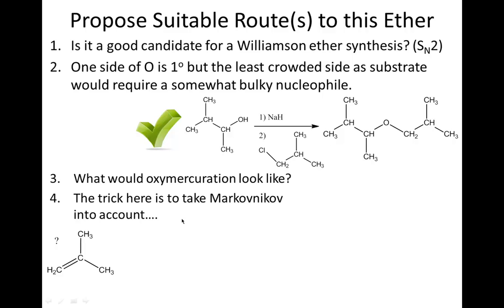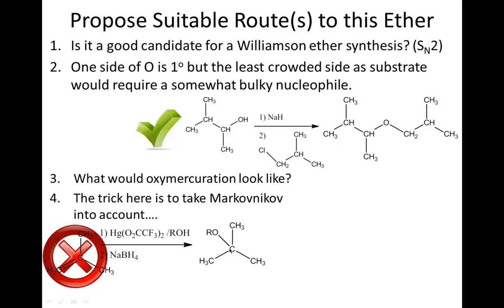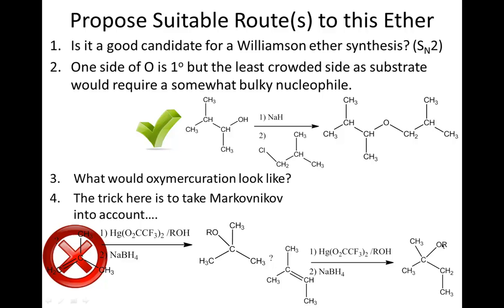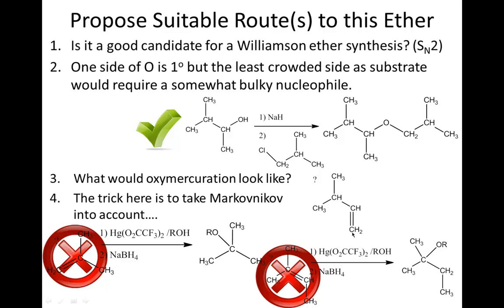So you have to think about Markovnikov. So if we had the double bond here, and we put in our alcohol, you see it would attach to the more substituted carbon. But that's not what we want. So if we put the double bond here, so we see the different degrees, which carbon is the more substituted? This one. And so it would give us, again, not what we're trying to get. We don't want that either. So we're going to have to put the double bond here, and then we can get that to work.